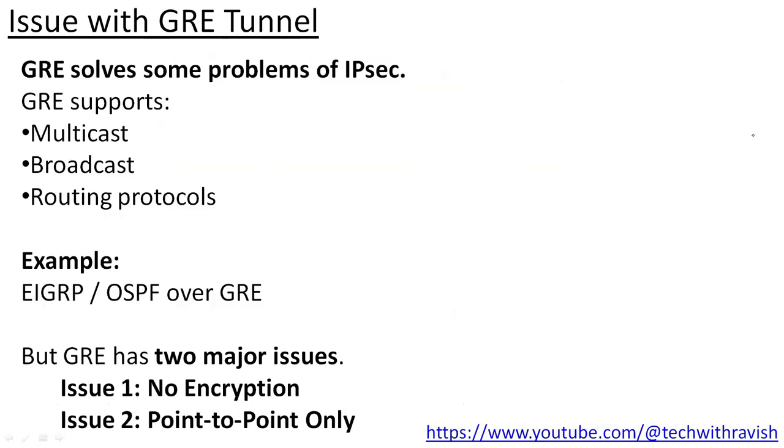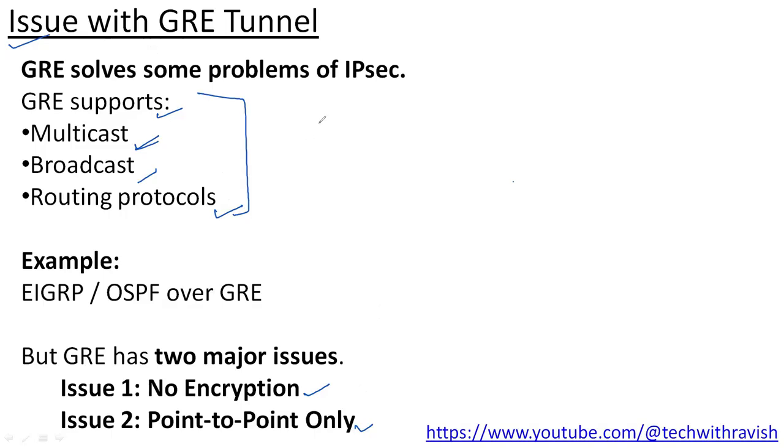Now, let's talk about the issues with the GRE tunnel. Dear, the issue will be the same. Let's talk about the issue with the GRE tunnel. The GRE supports multicast, broadcast, as well as dynamic protocols. So these are the advantages of GRE, but the GRE disadvantage is that it has no encryption and it is only point to point, like we discussed in the previous video.